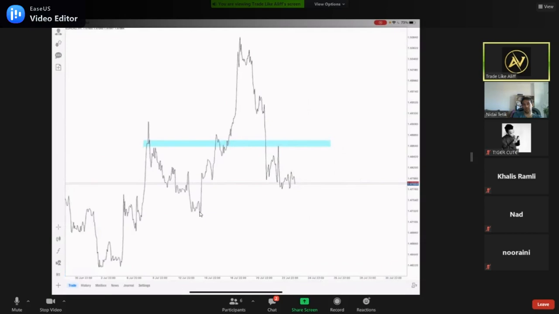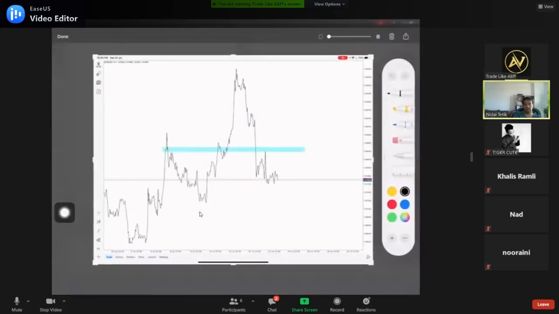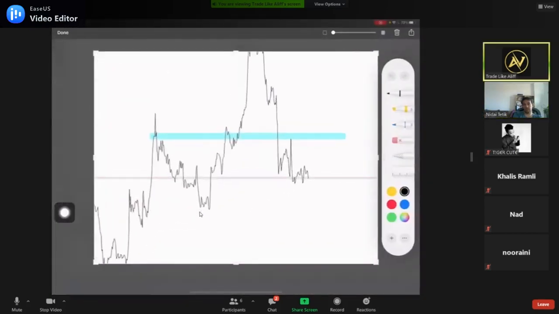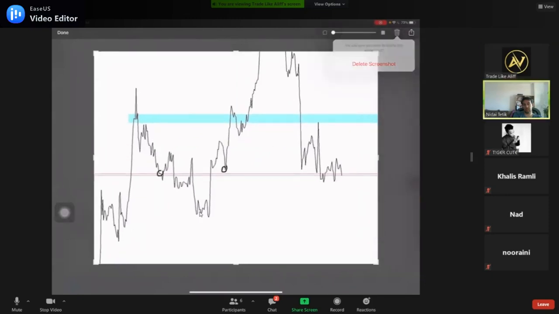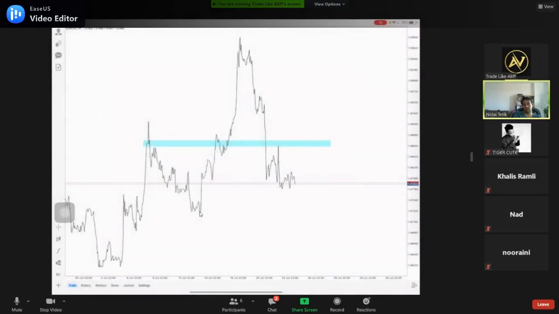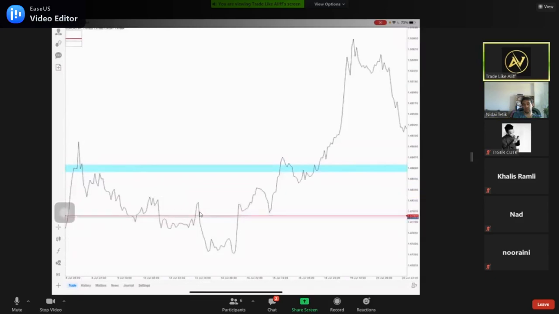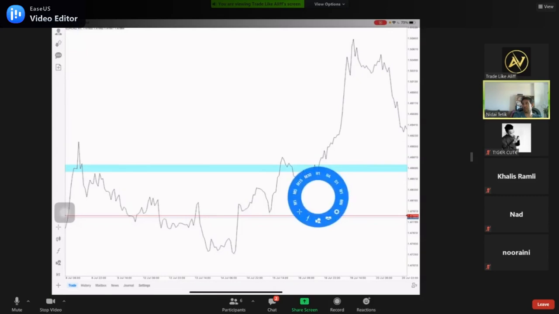Obviously you can see, I think you guys know my style already. I will mark this and I will mark this. Takes a lot of practice, but easy because we're just using line chart. Mark one, two.